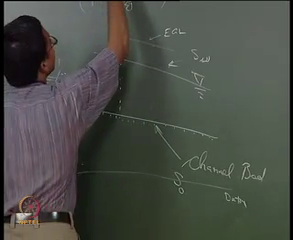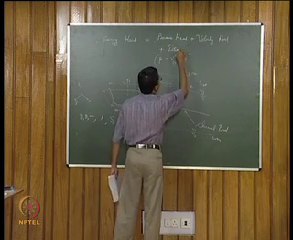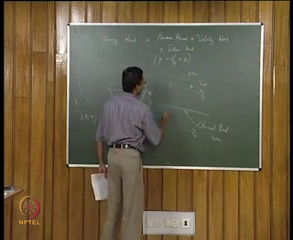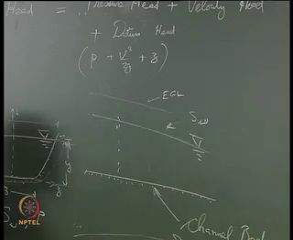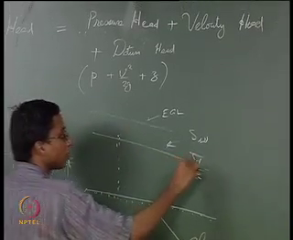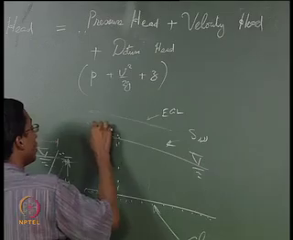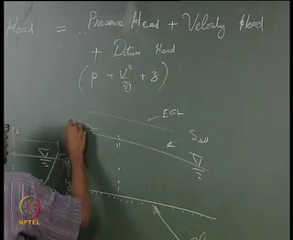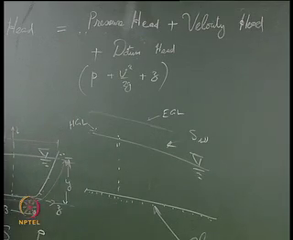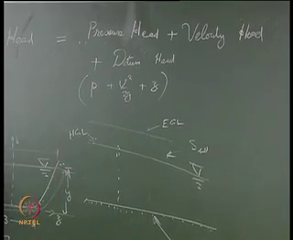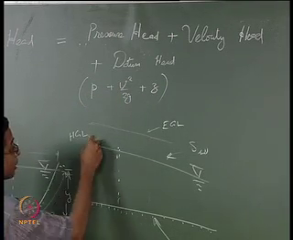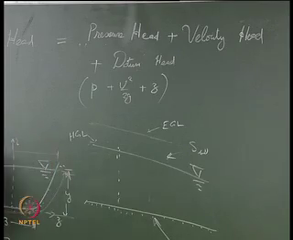If you are taking only pressure head and datum head, and you are summating them, you are getting the profile of the water surface in the free surface flow. This summation of pressure head plus datum head is given as the hydraulic gradient line. In free surface flow, it is as good as the profile of the water surface.